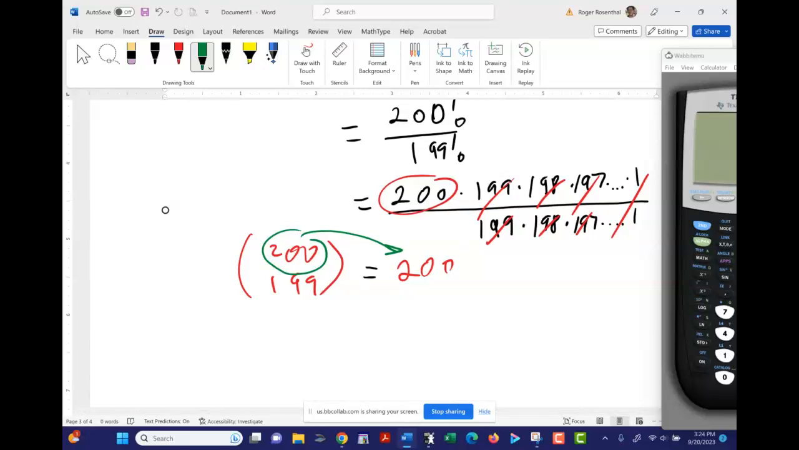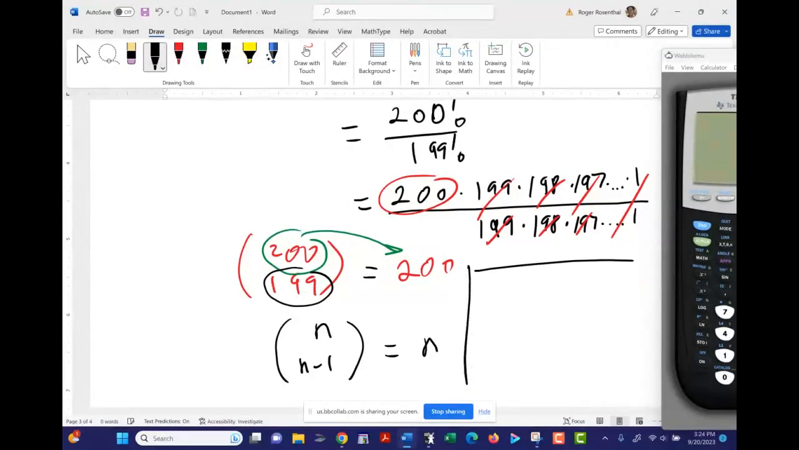That's always going to be true. What do I mean by that? Well, suppose you're doing one of these things and you have a number on top, and suppose the number below it is 1 less than that. Then the answer to that will always end up being the number on top.